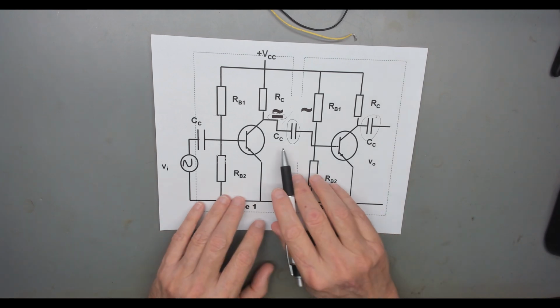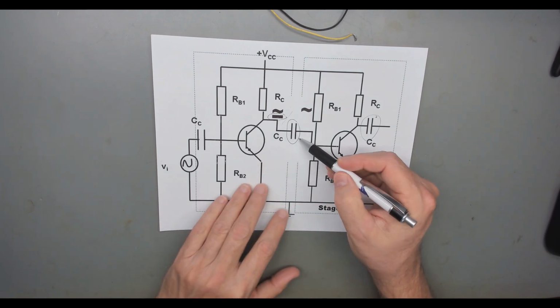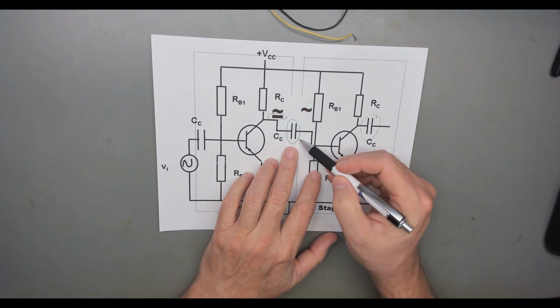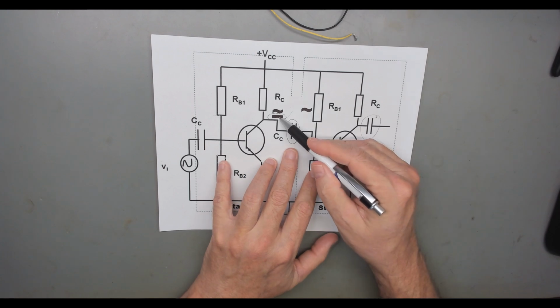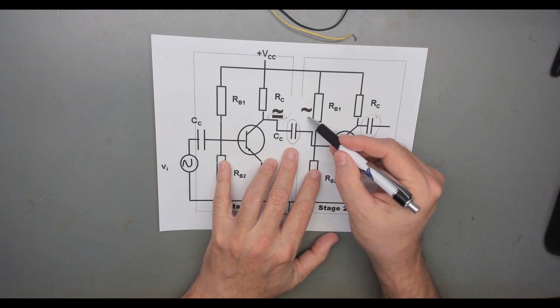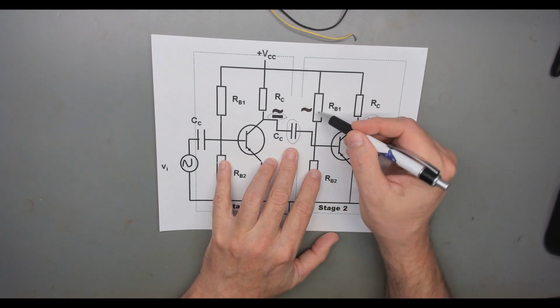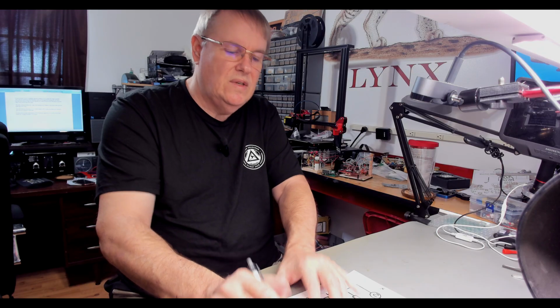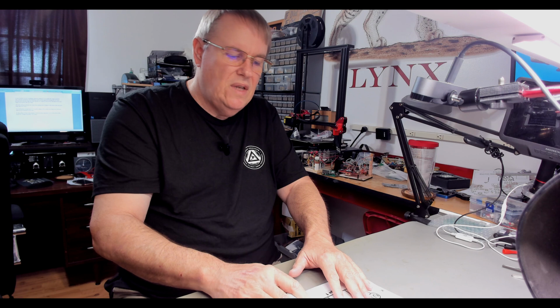We couple these stages through a capacitor, and through the magic of a capacitor, it will refuse to allow this DC signal from making it to this side. Only my AC signal will come through. That way, this stage never sees it. The two of them are isolated DC-wise from each other. This stage cannot affect this stage's DC characteristics.